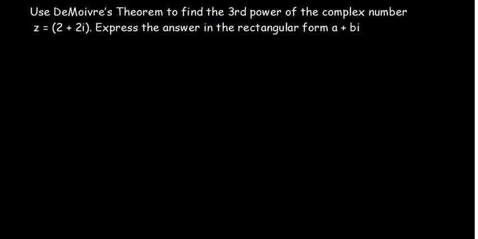We still have 2 more questions. Use De Moivre's theorem to find the third power of the complex number z equal to that. Alright. So you have z being equal to 2 plus 2i. Then what have you been told? You've been told to find the third power. So how do you find the third power? You raise it to the power 3. So De Moivre's theorem, what we're trying to say is this.